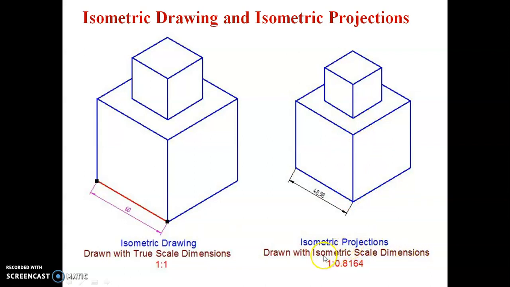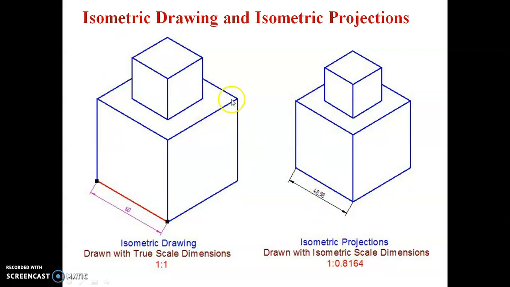So isometric scale is a reduced scale, where we have the proportion 1:0.8164. It means that if you have got 60 mm as a true length, you have to reduce it by the factor 0.8164, and then you have to draw the isometric projection.